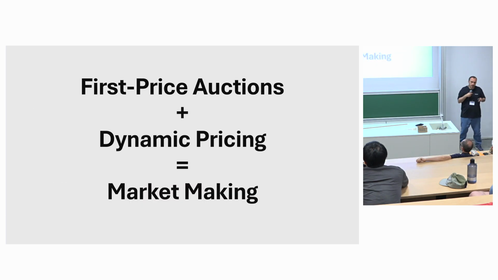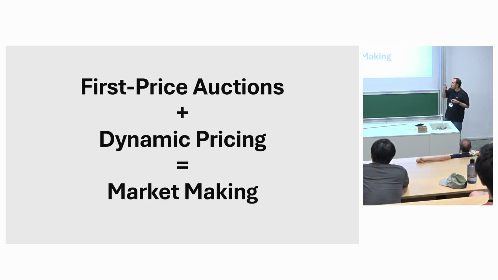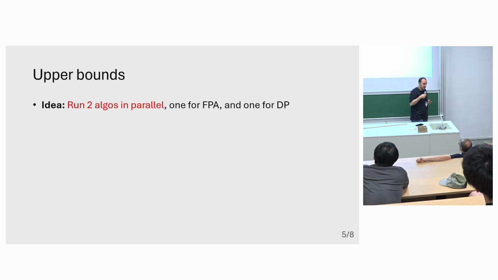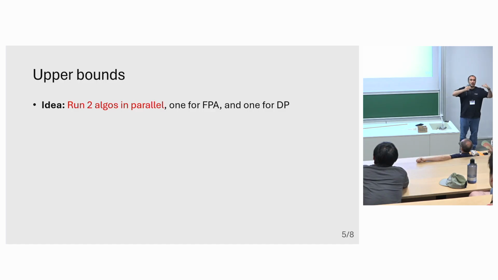All right, so if we have this intuition that market making is somehow a blend of first price auctions and dynamic pricing, let's try to see if we can use some algorithmic ideas from the two problems and blend them together for our market making problem. So, upper bounds idea. Let's say that you run in parallel two online learning algorithms, one for first price auctions and one for dynamic pricing. You have to post two values, so why not do that?